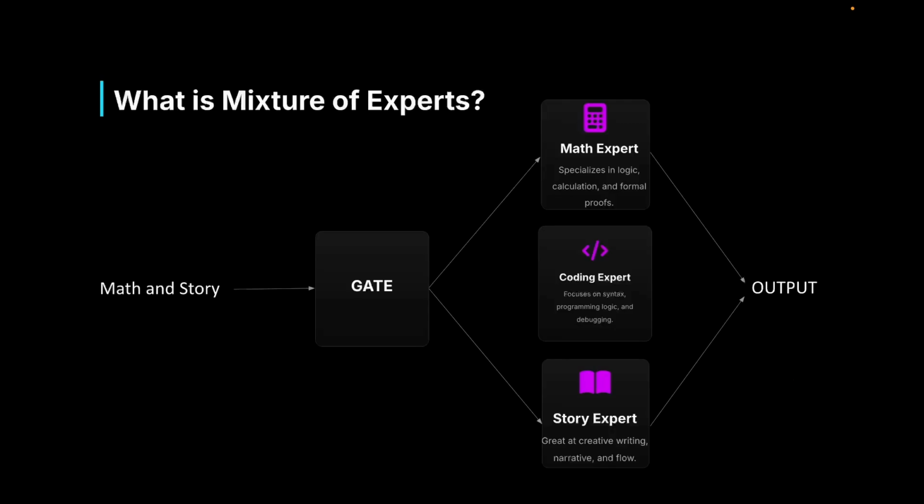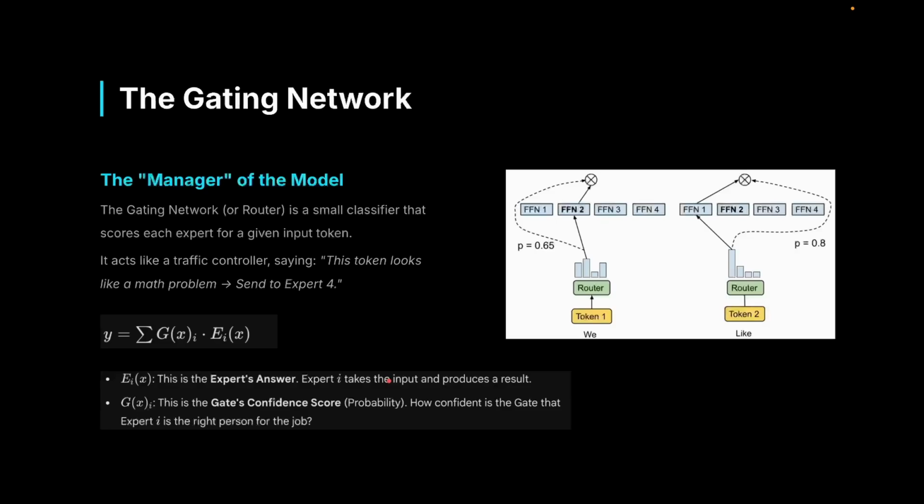But how does this gate take decisions? It uses a really simple equation you can see here. At the end of it, it gets a probability for each expert, and it picks the top K experts out of it. That's how it assigns experts to each and every token.